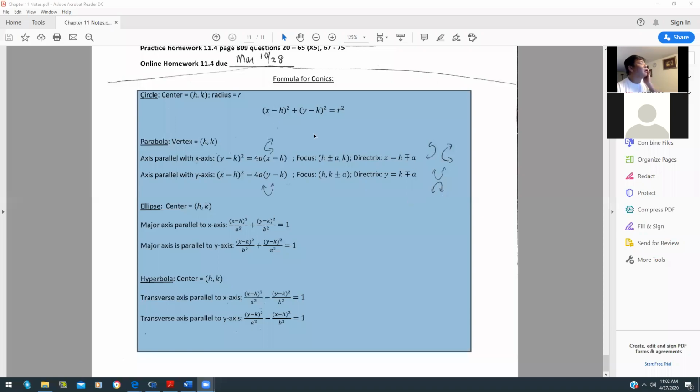So what we're gonna do here is talk about chapter 11. This is the conic section. At the end of chapter 11 you will have a formula. This formula is quite useful because it will help you to do chapter 11. So let's talk about what you will see from chapter 11 on your test.